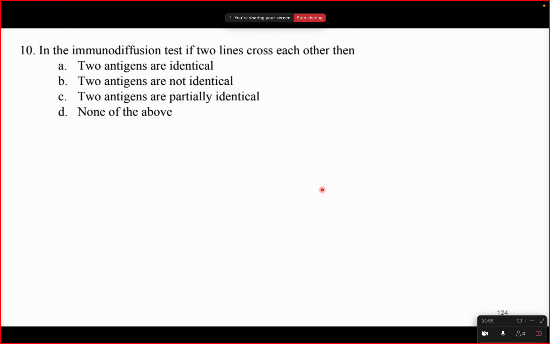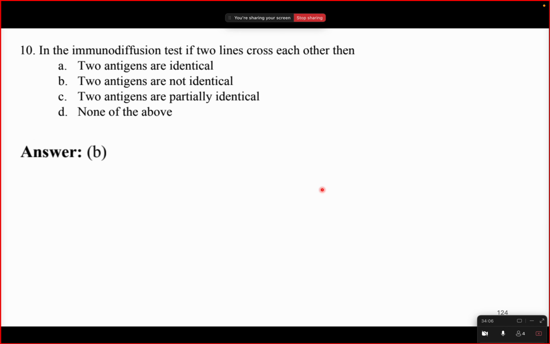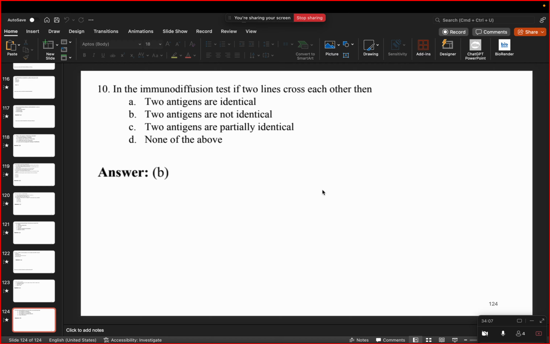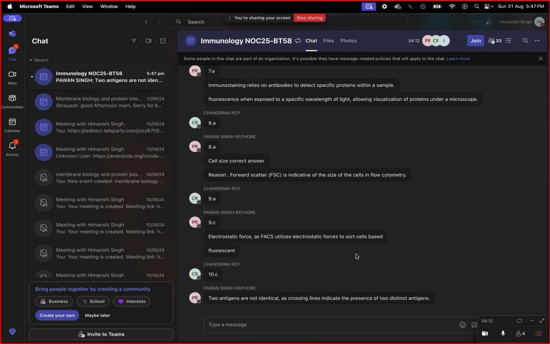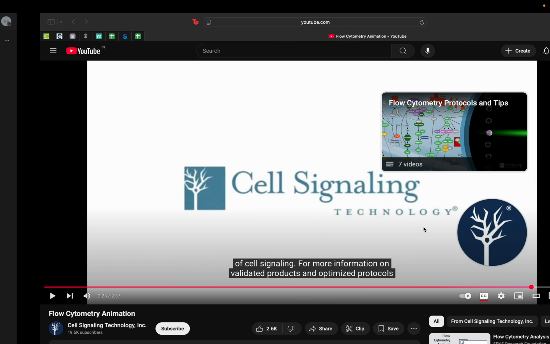It's an easy question only, so I'll give the answer. The answer is that two antigens are not identical. You can refer to the video which we just saw for the immunodiffusion, and you will know why we are saying this. And I guess you might have already known the answer for this.